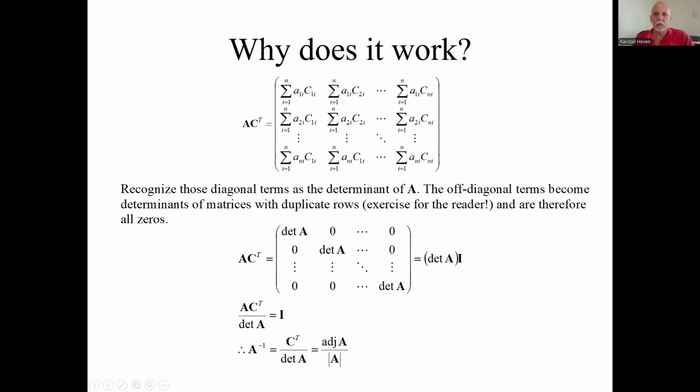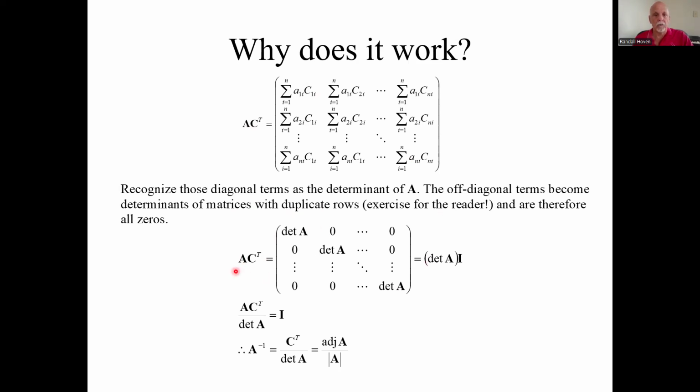The off diagonal terms, trust me on this, the way that matrix multiplication works out, you'll end up with matrices that have duplicate rows. So those determinants become all zeros. These are all determinants of some matrix, but the main diagonal is the determinant of A. Off diagonals are the determinants of matrices that have duplicate rows, so they're going to be zeros.